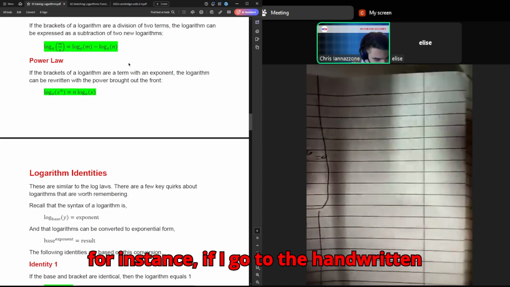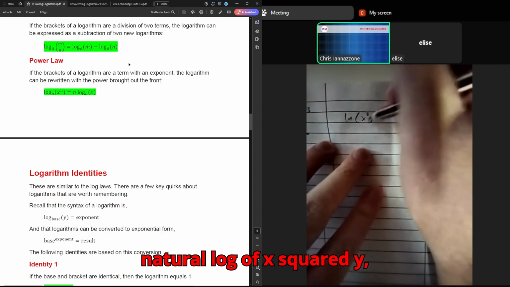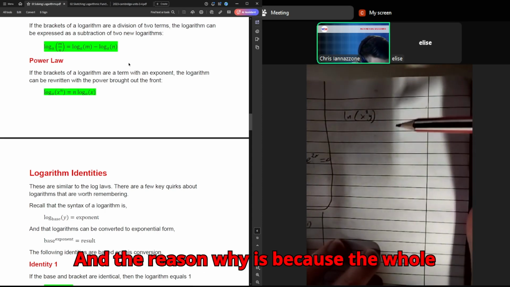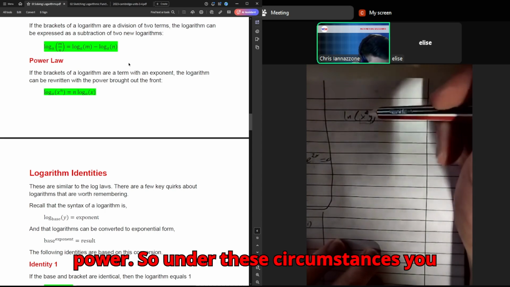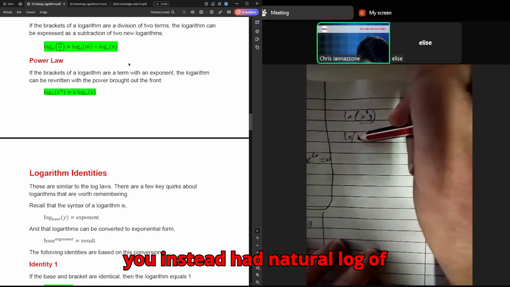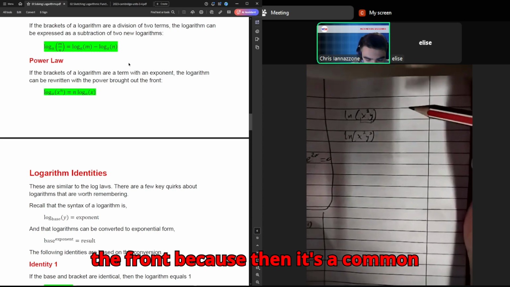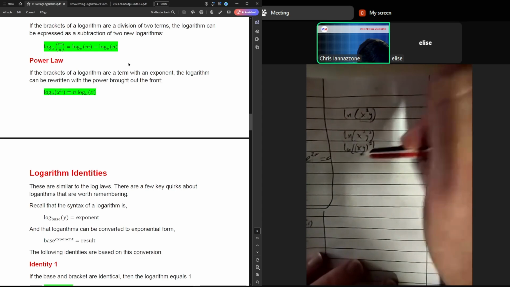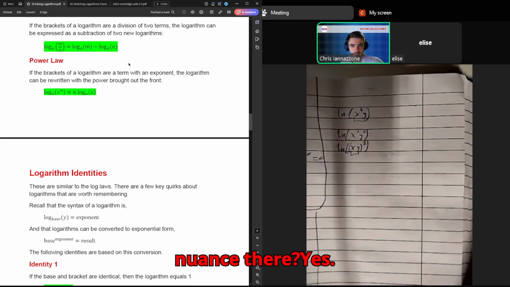If, for instance, if I go to the handwritten bit, if you had, let's say, natural log of x squared y, you can't bring that power out the front. And the reason why is because the whole bracket hasn't been raised to the same power. So under these circumstances, you can't really use the power law. But if you instead had natural log of x squared y squared, then you could take this 2 out the front because then it's a common power. You can just use your index laws to convert that to xy squared, and now the whole thing has been raised to a power. Clear enough the nuance there?